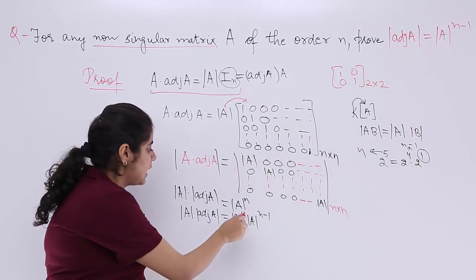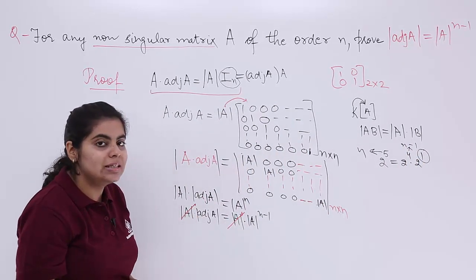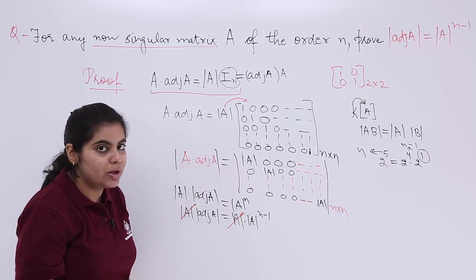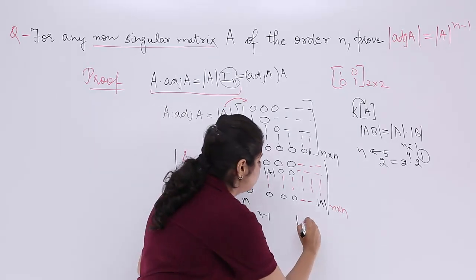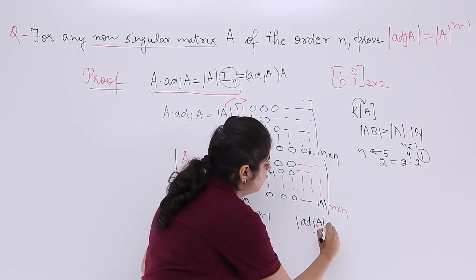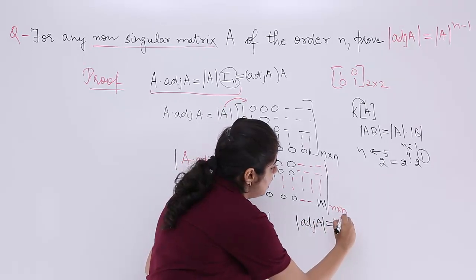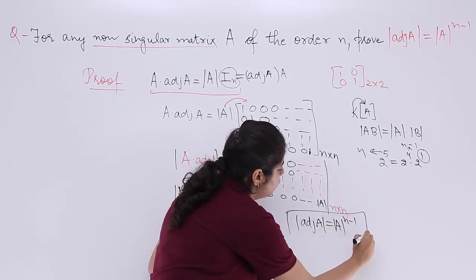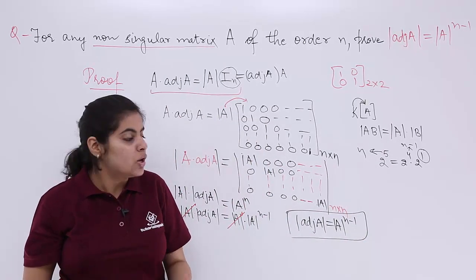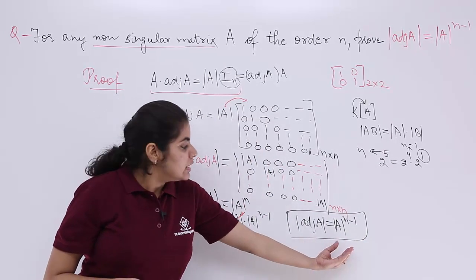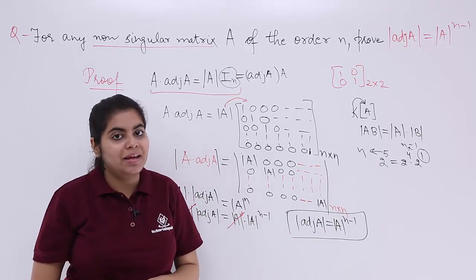Right? Now you can cancel del A. You are left with del adjoint A is equal to del A power n minus 1, which is what you needed to prove. I write it again. And hence, in this video, we proved a very important property which can come in the form of a question, which is del adjoint A is equal to del A to the power n minus 1.